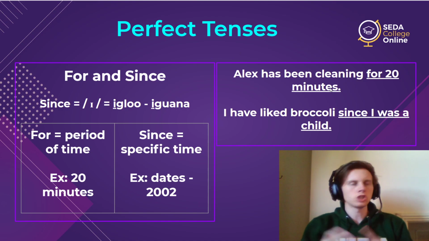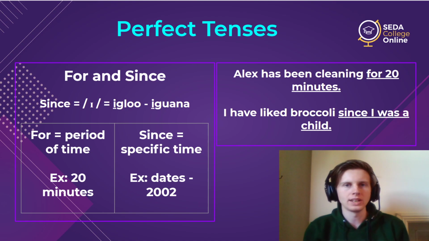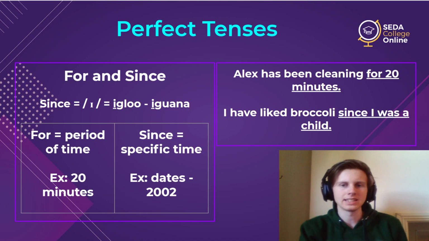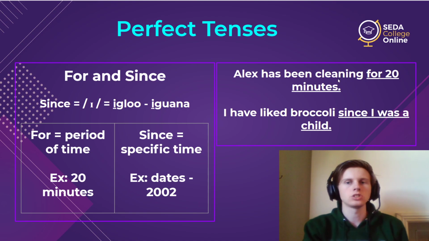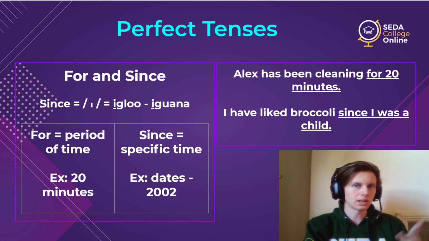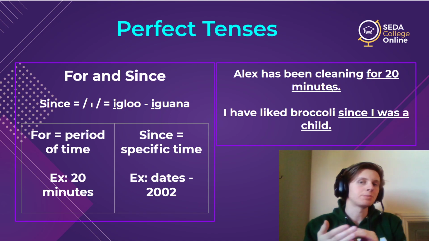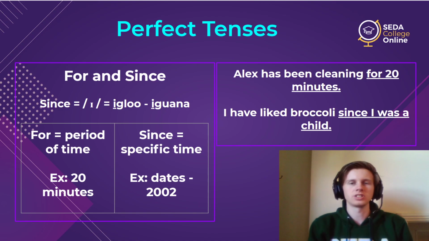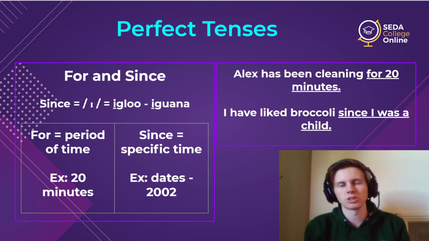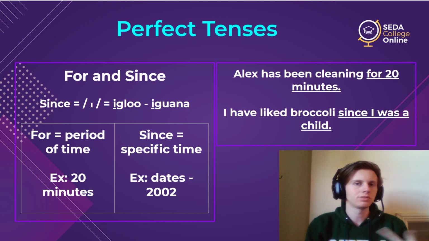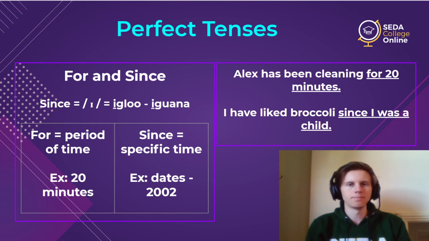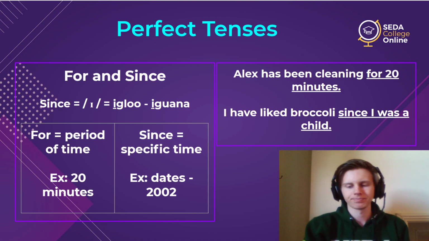Well, let's just say right now it is 12:20 p.m. So I can say he's been cleaning for 20 minutes, or I can say he has been cleaning since 12 p.m., 20 minutes ago. So you can also use a specific time with since, not just dates, but dates and times, all of that work together. And if you do it correctly, there's no difference in meaning, no difference for 20 minutes, since 12 p.m. It's just a different way of talking about time.